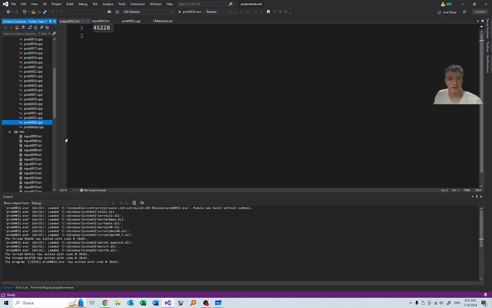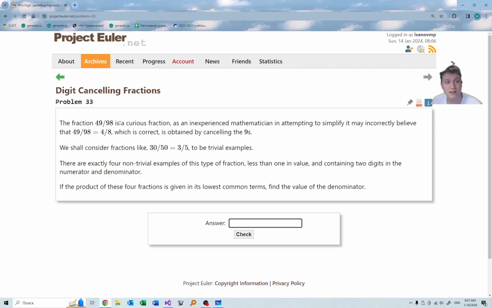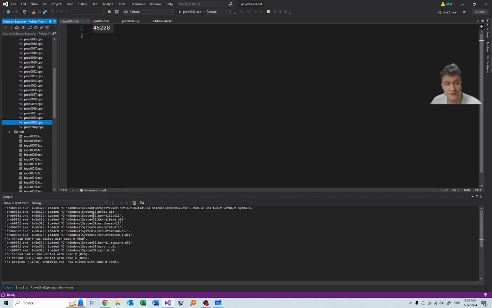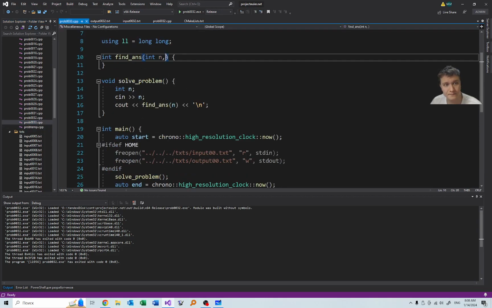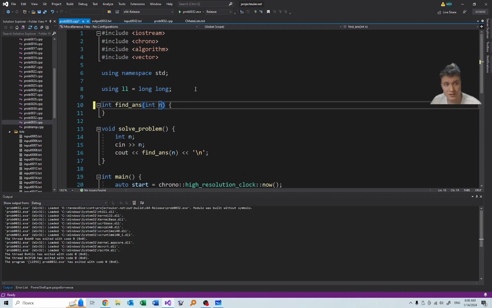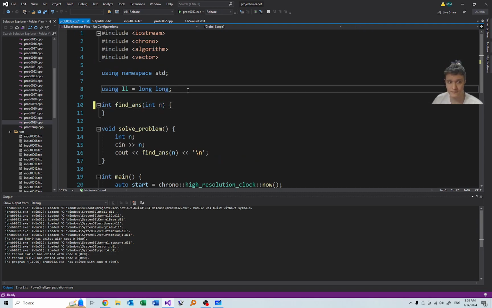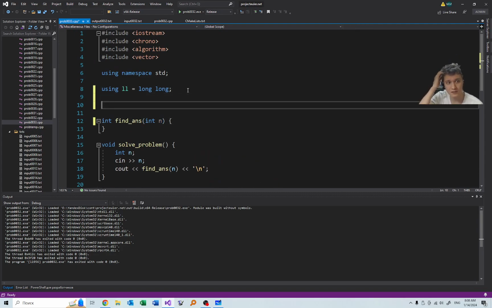Okay, this is called a phenomenon. The phenomenon is kind of interesting, but the problem itself is not, because you simply iterate over all possible 2-digit numbers and check something. Oh, fine, let's write it.